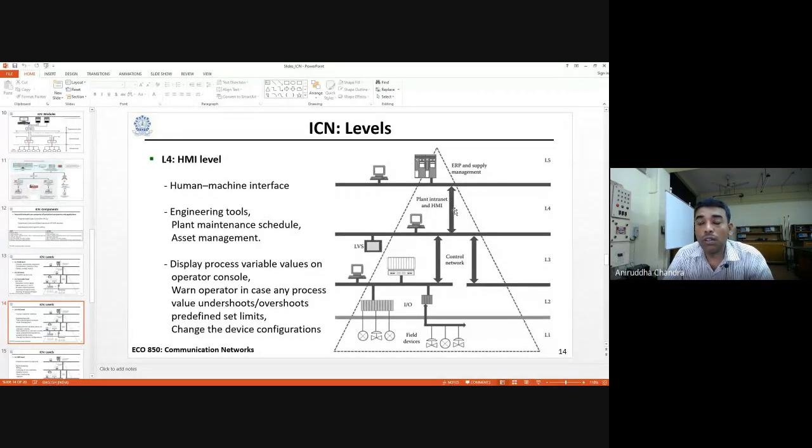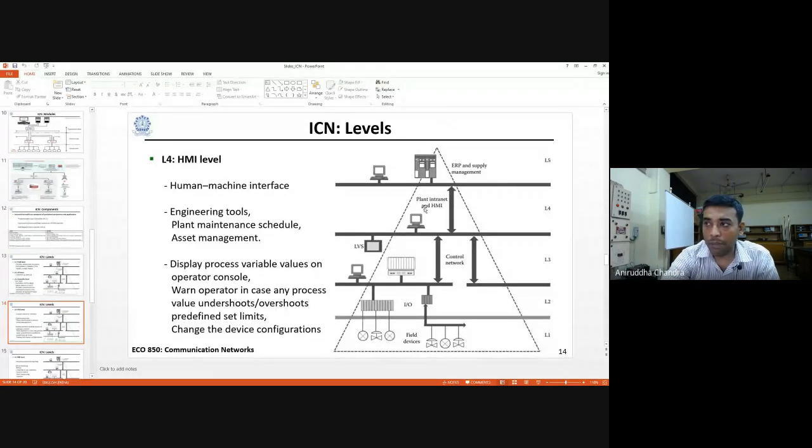So those displays are generally shown to an operator who takes a closer look at this, and whenever some value goes up or goes low, like the temperature is quite high, you need to probably intervene. So those kinds of things are done at this L4 level.